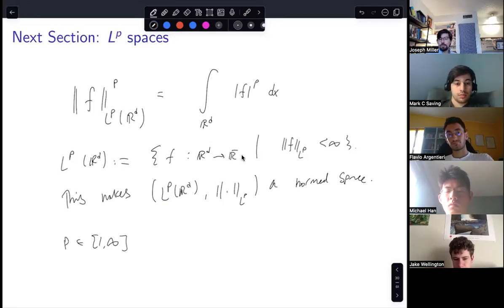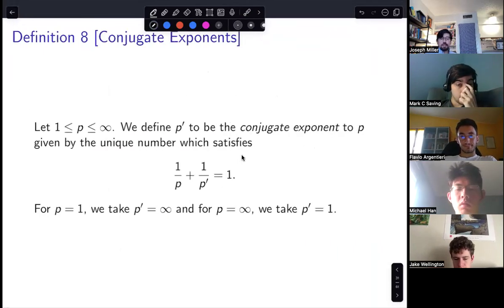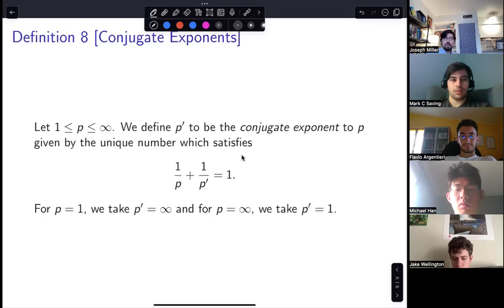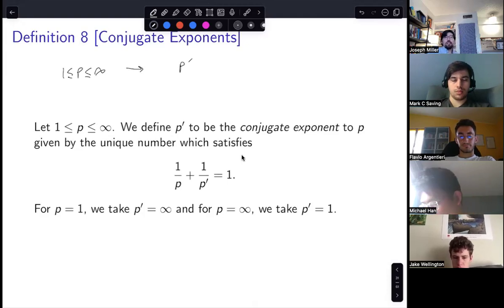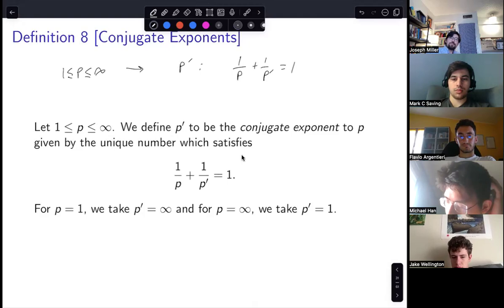Okay, so let's talk about generally what theorems I can say. First we need a definition. I'm sure you guys have seen this before. If I take 1 less than or equal to P less than or equal to infinity, I can define a P prime, which is the conjugate of this exponent. What it satisfies is 1 over P plus 1 over P prime equals 1.